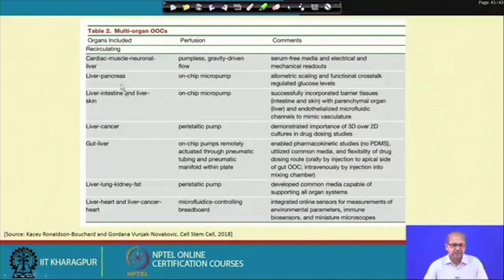So, these are some of the examples where perfusion flow is induced for recirculation purposes: liver, lung, kidney, liver, heart, liver cancer and so on.